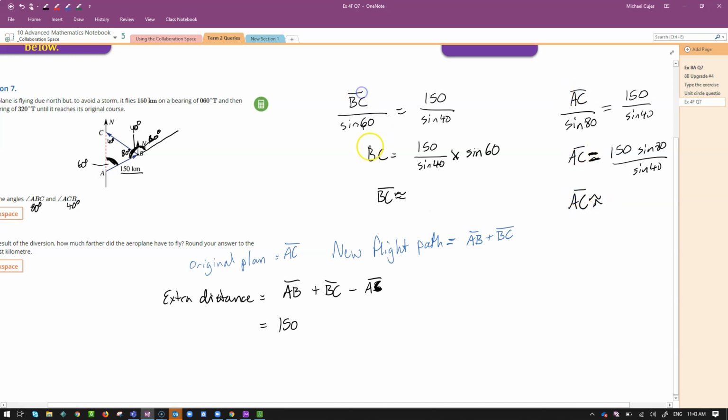The little line above those letters just indicates the distance from A to C, or the length of the line segment AC. I don't have a calculator on me. Hopefully you can push your buttons on the calculator, make sure you're in degrees mode, substitute those values in for BC and AC, and you will get a number for the extra distance.